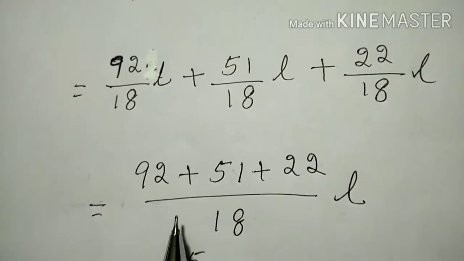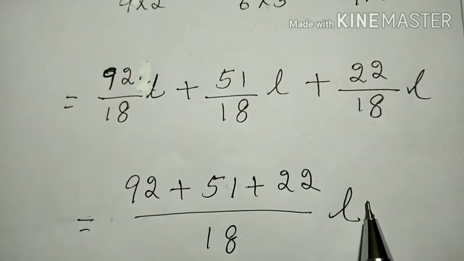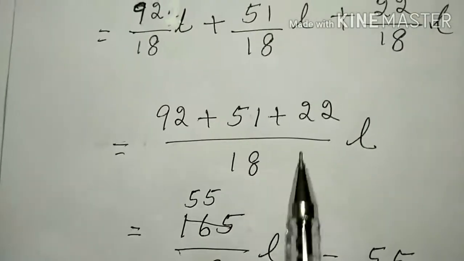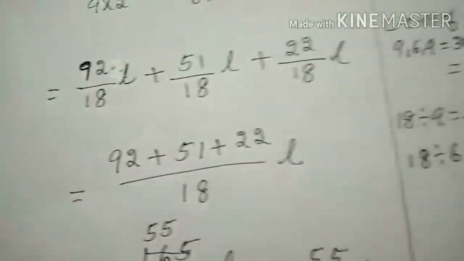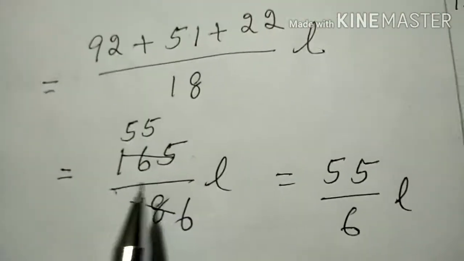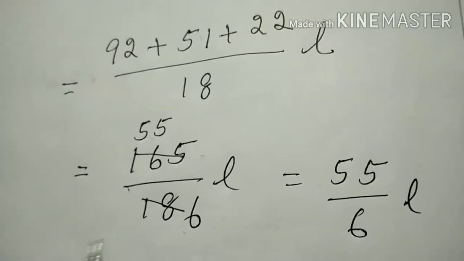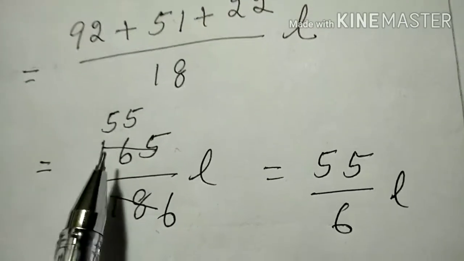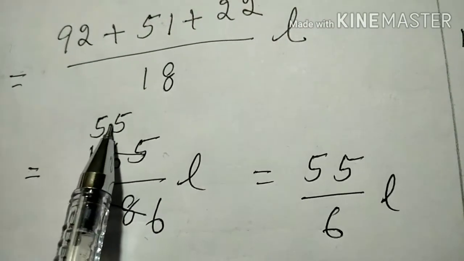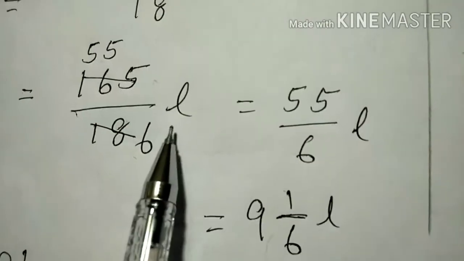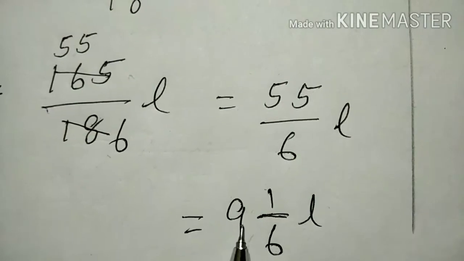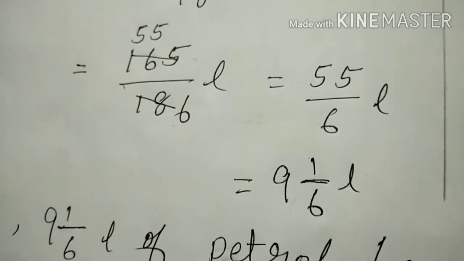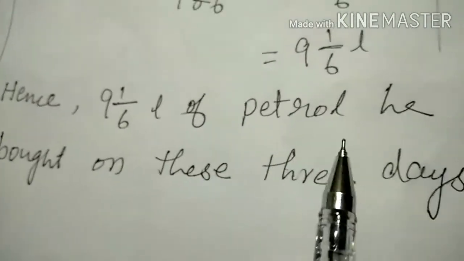After converting them into like fractions, you just add the numerators. Therefore, adding them, we will get 165 by 18 liter. And the answer is not in the simplest form. Both numerator and denominator you can divide by 3. 165 by 3 is equal to 55 and 18 by 3 is equal to 6. Therefore, we are getting 55 by 6 liter, that is equal to 9 1 by 6 liter. Therefore, 9 1 by 6 liter of petrol he bought on these 3 days.